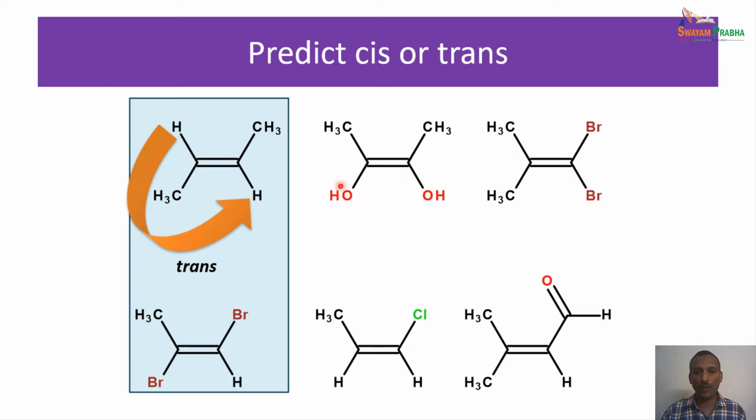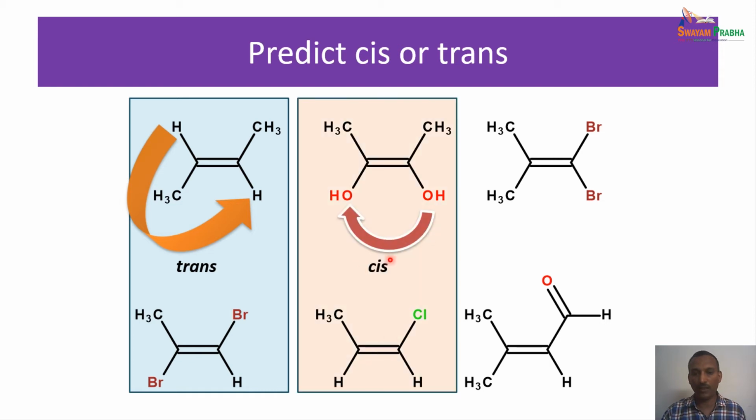And when we move to the other compound, here the hydroxyl is on the same side and the methyl group is also on the same side. In this particular case, both the hydrogens are on the same side. If we cut across the double bond like this, these two hydrogens are on the same side. So these two molecules also belong to the same category, that is the cis isomer.